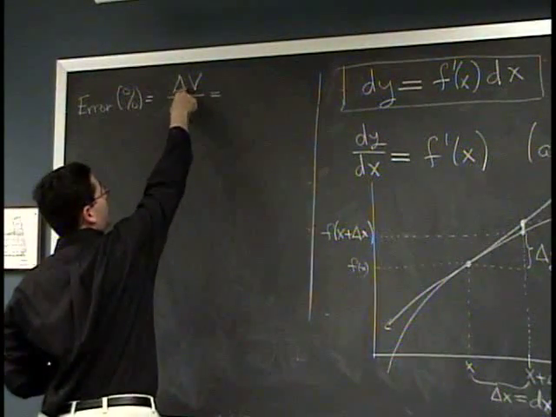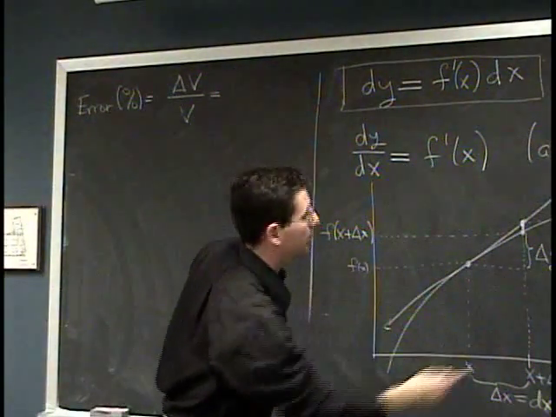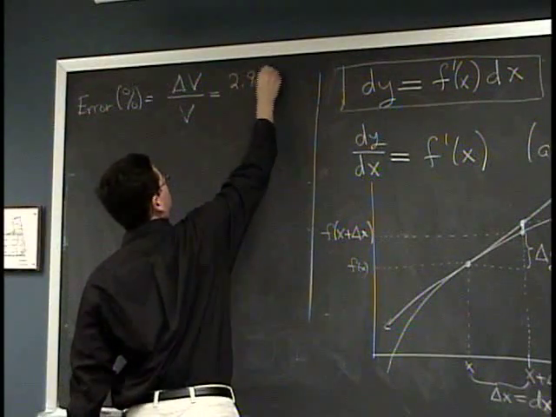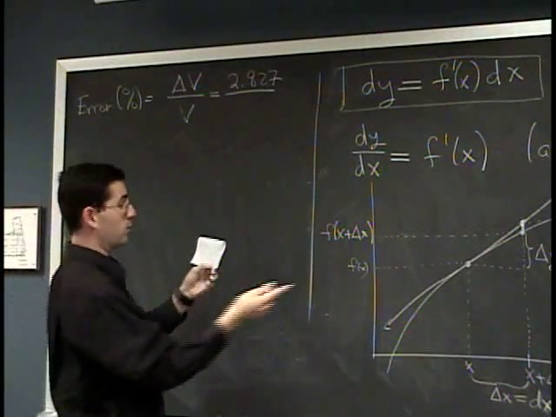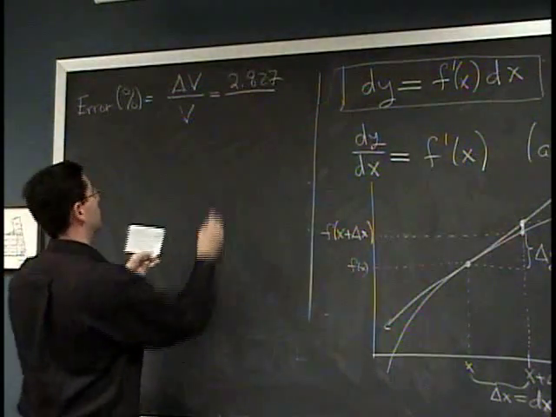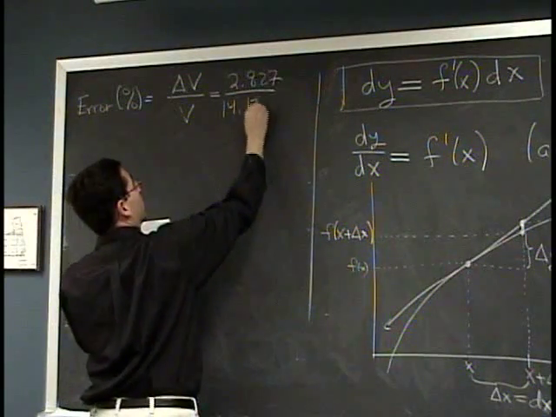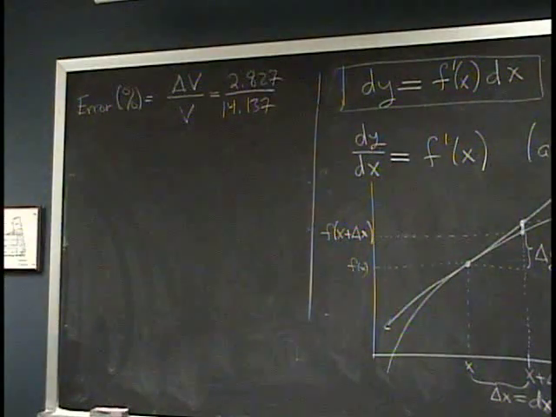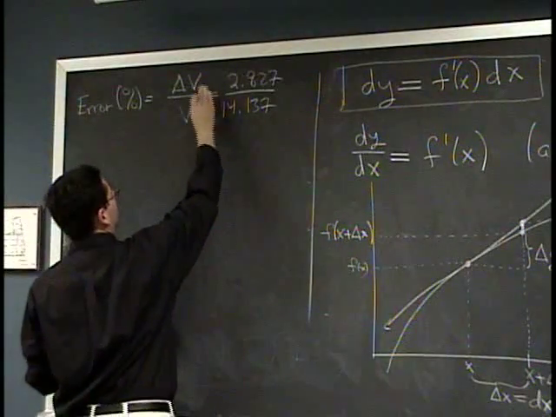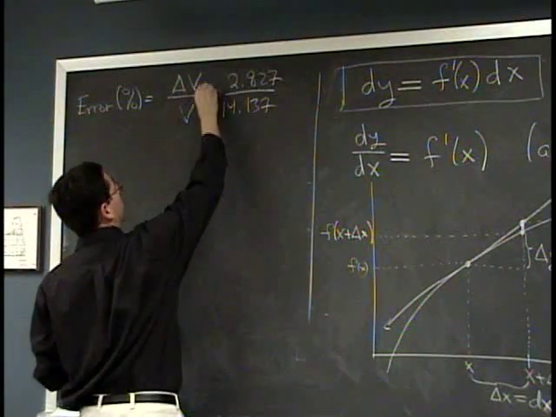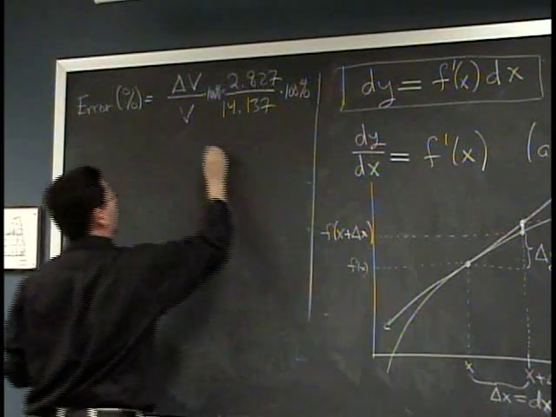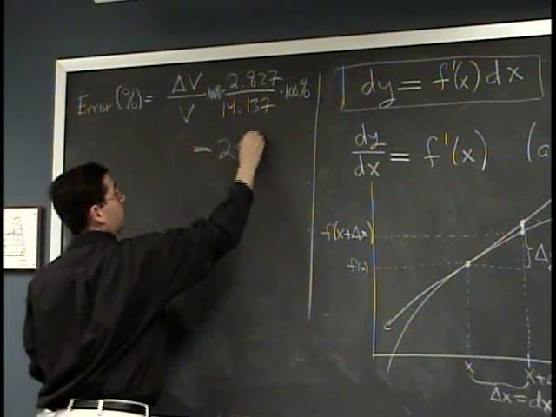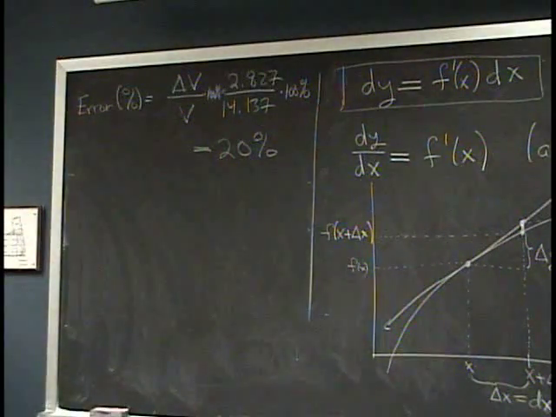And of course, this delta v is approximately equal to this dv. So we use that number, 2.827, and then we divide by what the predicted volume would be. If you work it out by plugging it into our formula, that is 14.137. And of course, if you want a percentage, you multiply by 100%. This number works out to be almost exactly 20%. So I'm off by 20%.